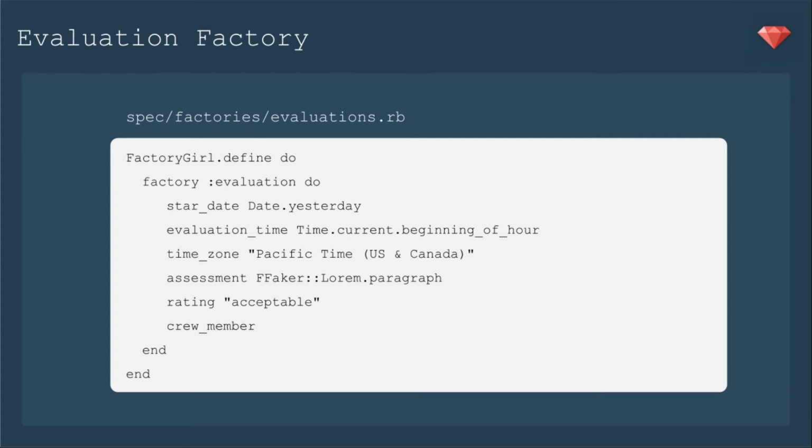Now for the factory, I've added the evaluation time, which is Time.current.beginning_of_hour, and then we're going to set a time zone to be the Pacific time zone. Then we have an assessment and a rating, and then we're going to make a crew member. If you want to make the parent of a factory, all you have to do is call that model name or that factory name. So we're going to call crew_member, and then it's going to create a crew member and associate that evaluation with the crew member. This doesn't work for all circumstances of creating child and parent records, but in this case it works well.